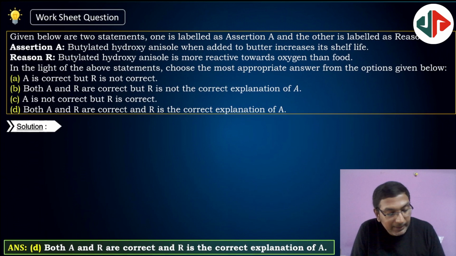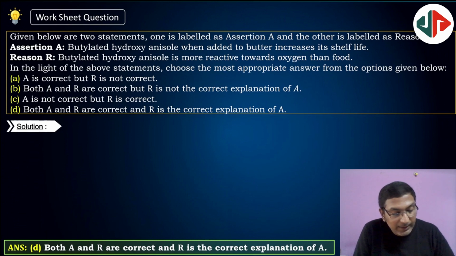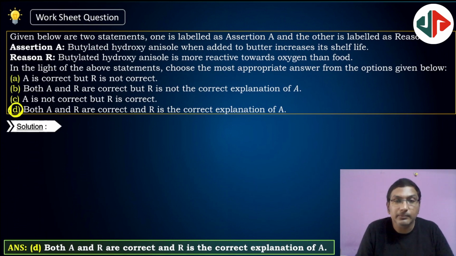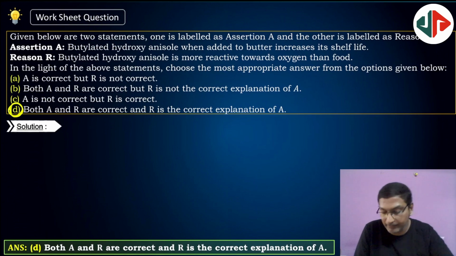So butylated hydroxyanisole when added to butter increases its shelf life. Next, butylated hydroxyanisole is more reactive towards oxygen than food. That means this is best antioxidant for food. Therefore, both are correct and correct explanation. So when compared to food, that can take oxygen very quickly. Therefore, that is antioxidant for food. Next.